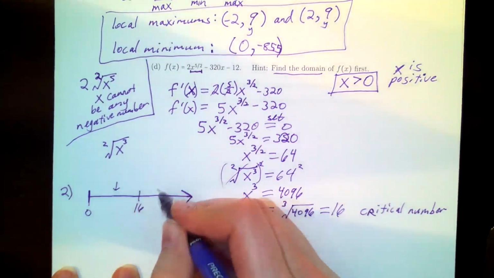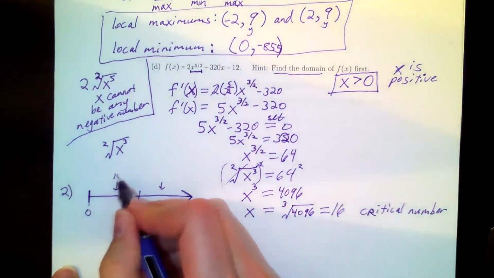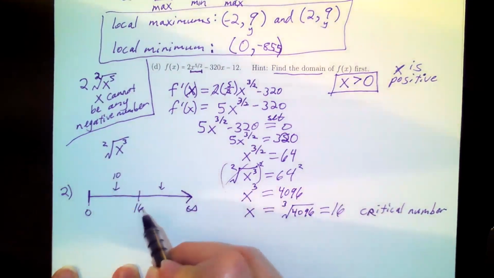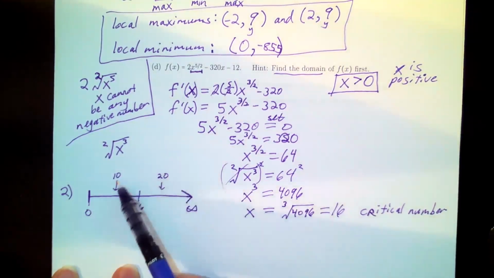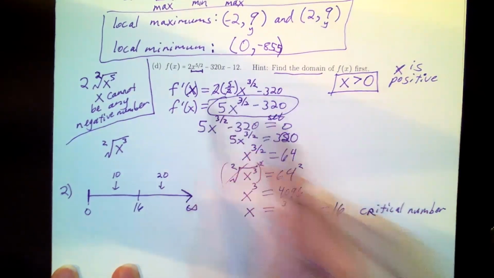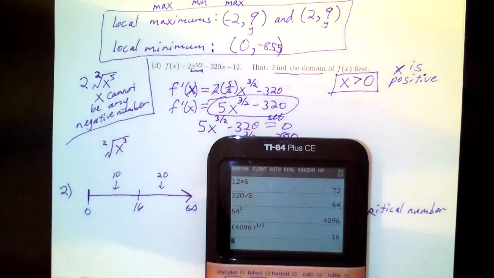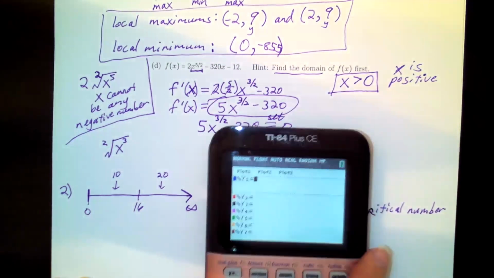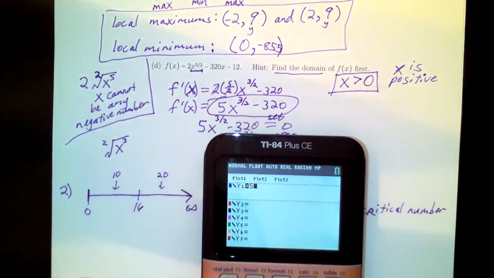Let's pick a test point in each region. Pick a number between 0 and 16. So 10, sure, why not? Pick a number between 16 and infinity. Let's do 20. And what do you do with those? You plug those into the derivative, because the derivative is going to tell you whether your function's increasing or decreasing. Let's go back to our y equals, erase our old stuff, and put in our derivative function: 5x to the 3/2 minus 320.